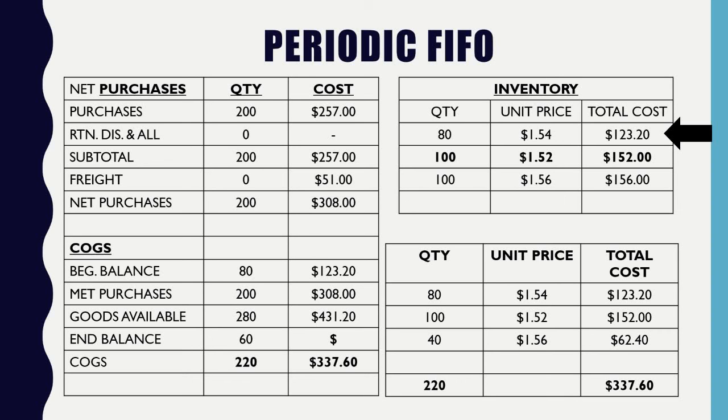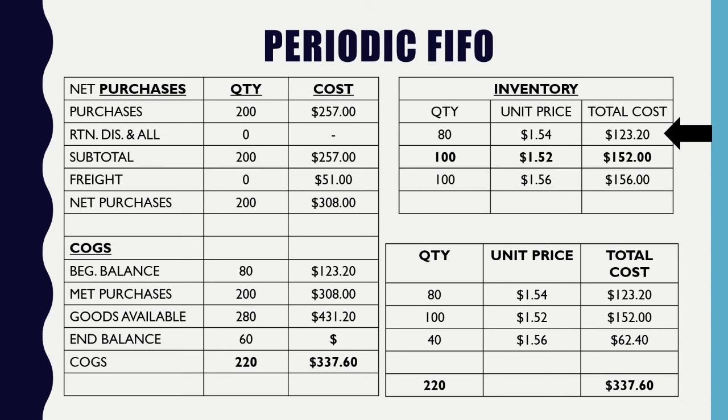Well, we need to sell a total of 220. So out of that 80, how much are you actually going to sell? You're going to sell the whole batch because you need to sell a total of 220. So once we've done that, there's the first 80. It's going to cost you $123.20.